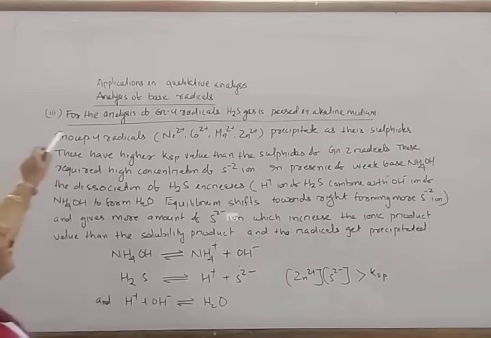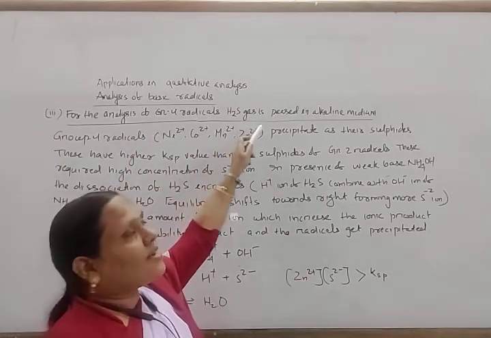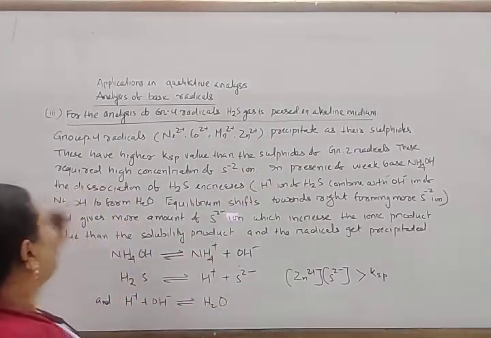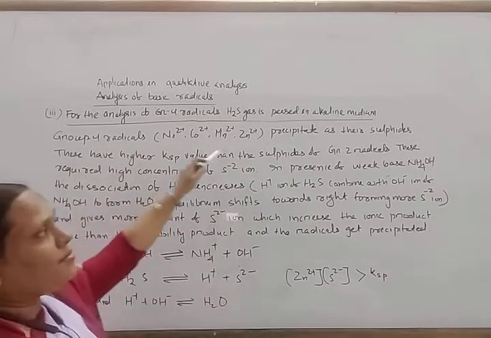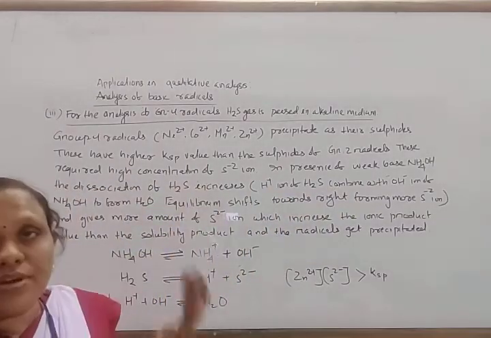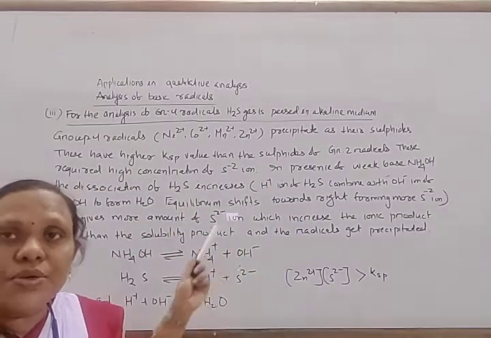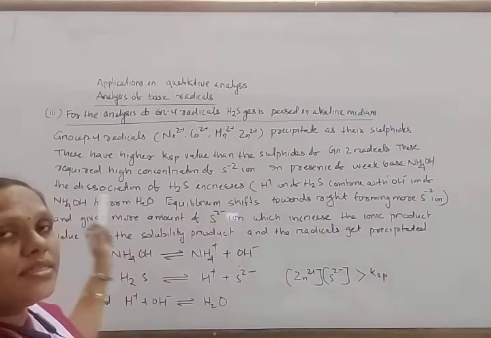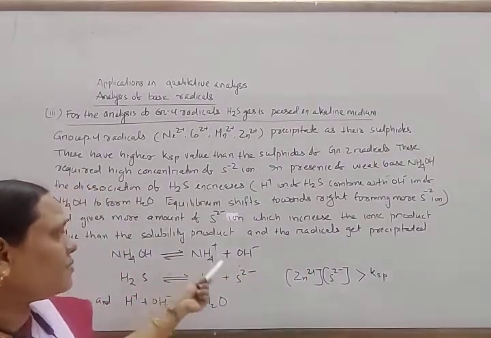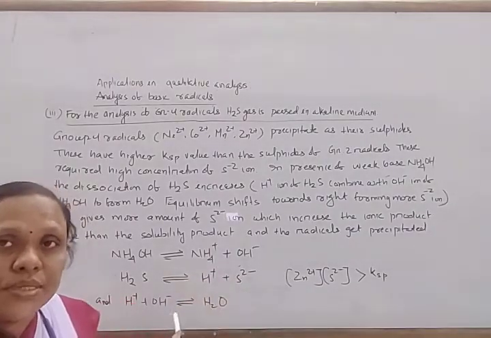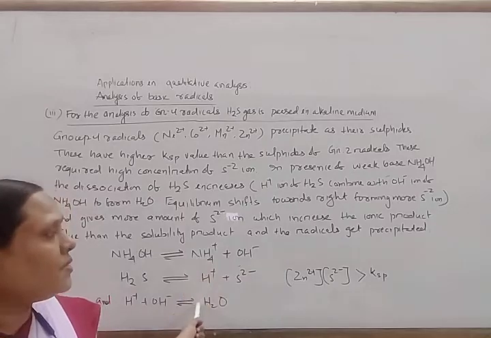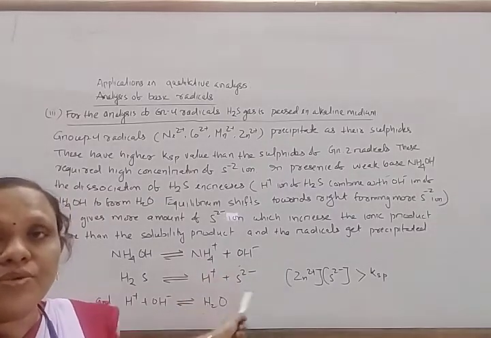Similarly, for the analysis of group 4 radicals, H2S gas is passed in alkaline medium. Group 4 radicals precipitate as their sulfides. They require a higher concentration of sulfide ion than the group 2 radicals. In the presence of ammonium hydroxide, which gives OH minus, and H2S being a weak electrolyte, which gives H plus and sulfide ion, this H plus and OH minus combine to form water.